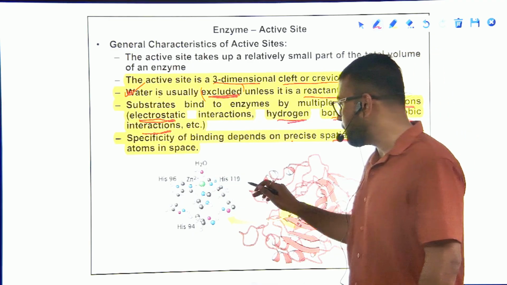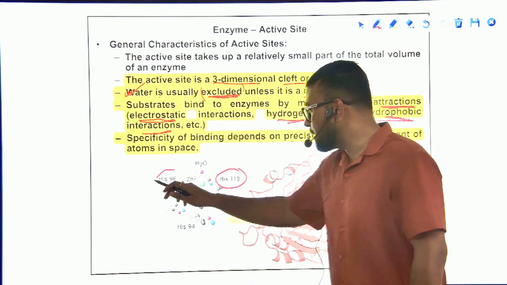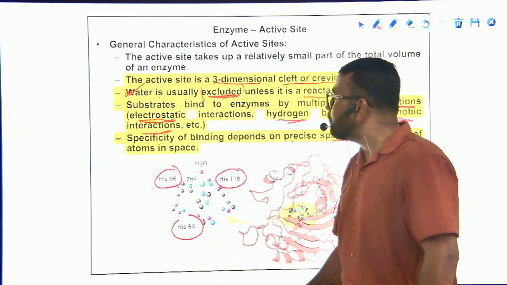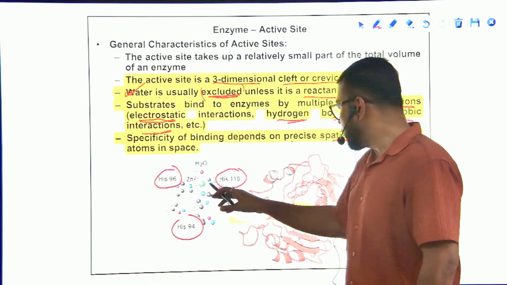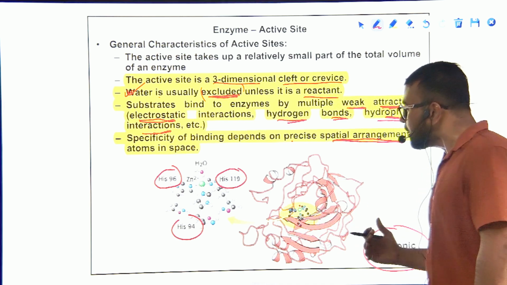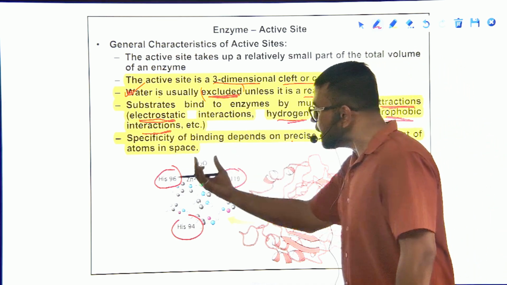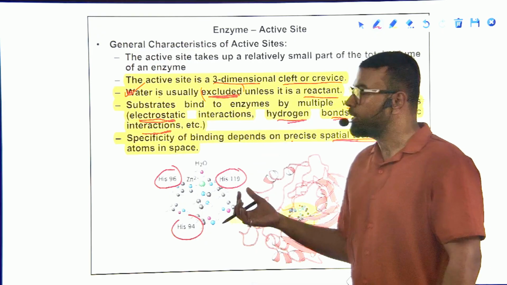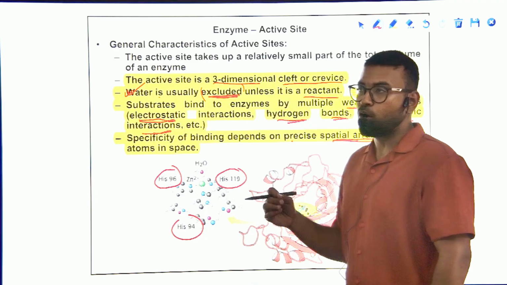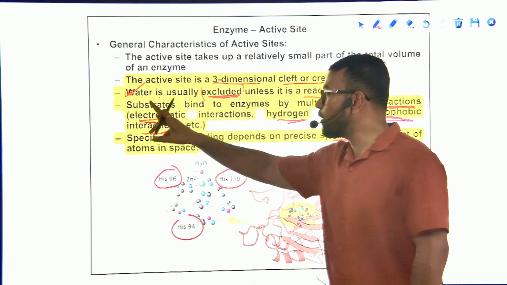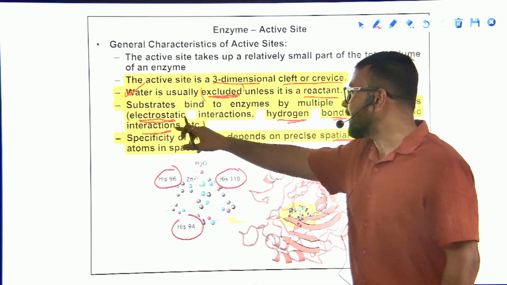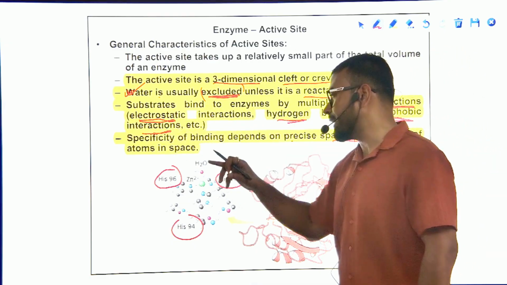Suppose there's an example over here. There's a histidine residue, histidine at positions 119, 96, and 94, and there is Zn2+ and H2O. This is an example of carbonic anhydrase. This kind of arrangement of certain amino acids or molecules is extremely efficient for binding that substrate. So the first important point: water is usually excluded. Secondly, mostly they are weak interactions like electrostatic, hydrogen bond, and hydrophobic interactions. Second important point.